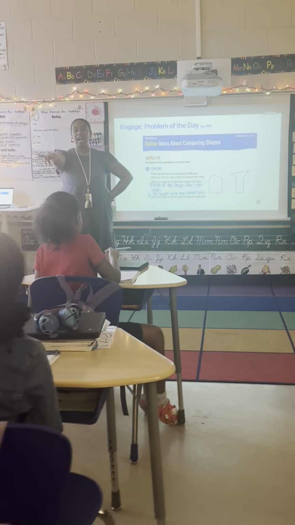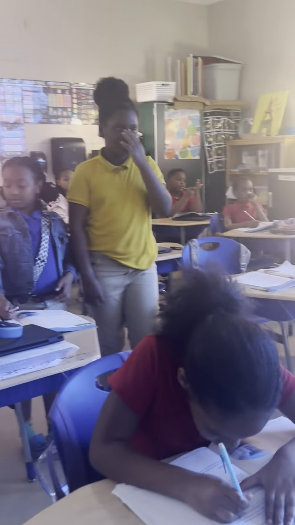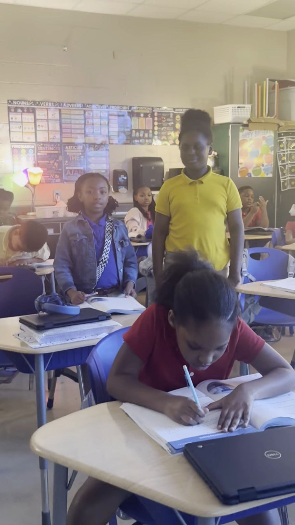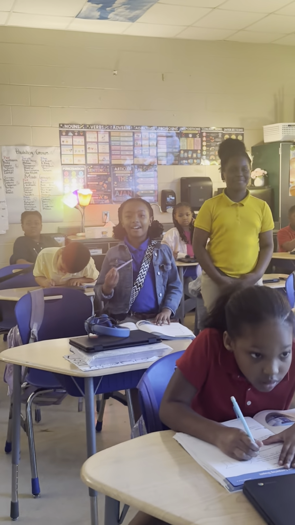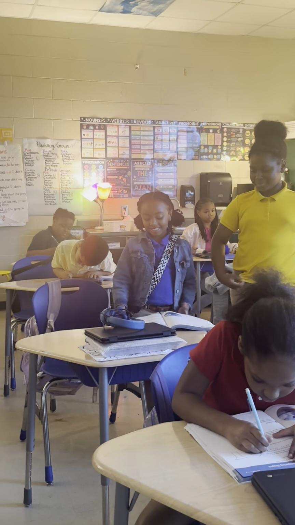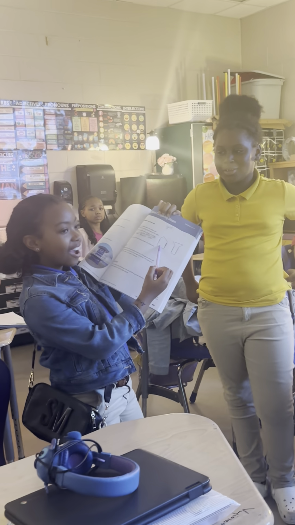Okay. All right, let's come back as one. Violet and Odd, I want y'all to stand up and share to the class what y'all said about how these shapes are different, because I would never have thought of that. Okay, Violet, tell them what you said. I said this one looks like a flashlight and this one looks like a house.